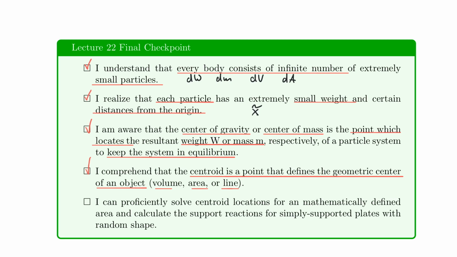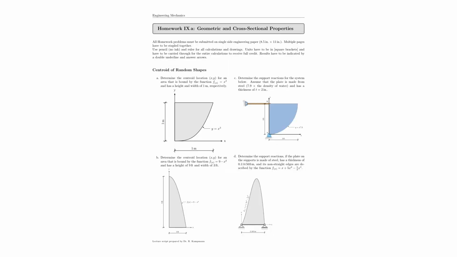Last but not least, you can now mathematically solve these problems. And of course, the ultimate goal is to find the support reactions using these random shapes. So now you can solve this. And that concludes the lecture. Let's take a final look at the homework.